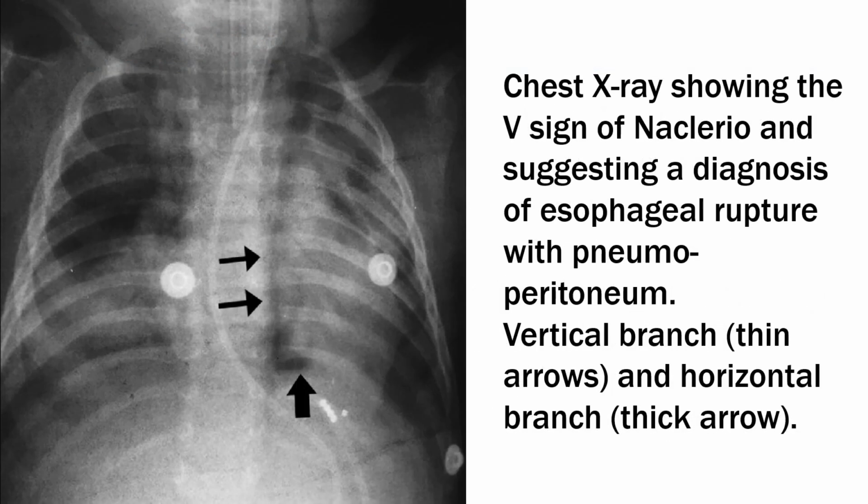This is a chest X-ray showing the V sign of Naclerio and suggesting a diagnosis of esophageal rupture with pneumoperitoneum. Vertical branch is shown with thin arrows and horizontal branch is shown with thick arrow.